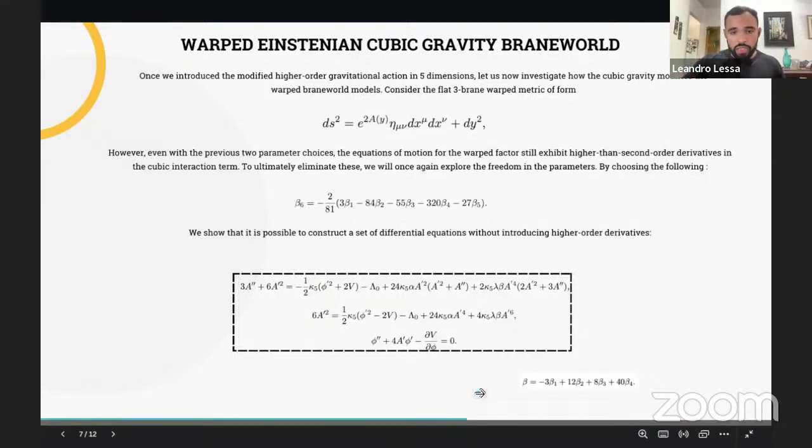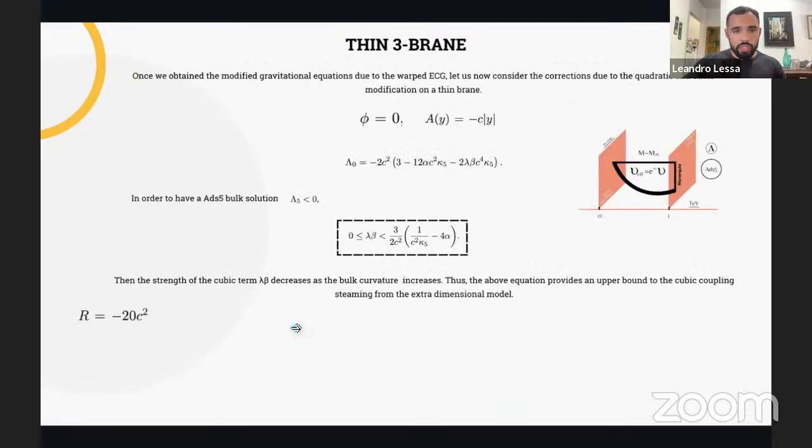What you do here now is try to solve this equation in some scenarios. So here, I think thin brane. Once we obtain the modified gravitational equation for the warped Einstein cubic gravity, let's now consider the correction of the quadratic and cubic modification on the thin brane. Here is again the standard Randall-Sundrum model. Here we don't consider the scalar effect. And you have this ansatz for the warp factor. If you replace this inside this modified equation of motion, you obtain this cosmological constant given by this.